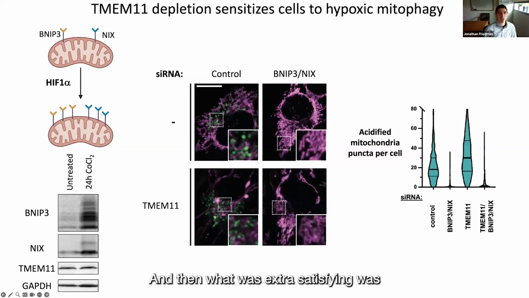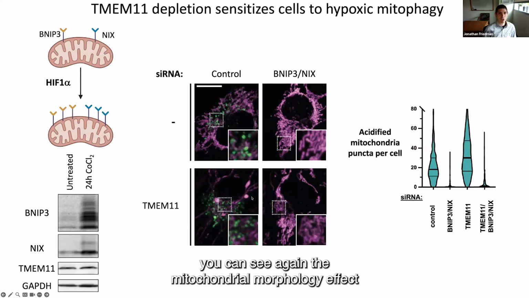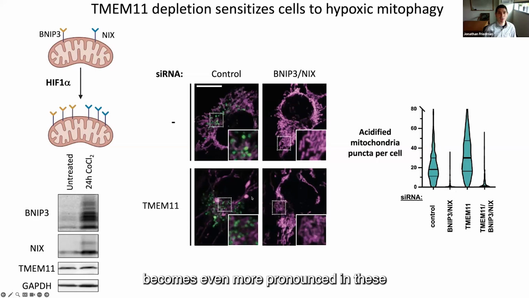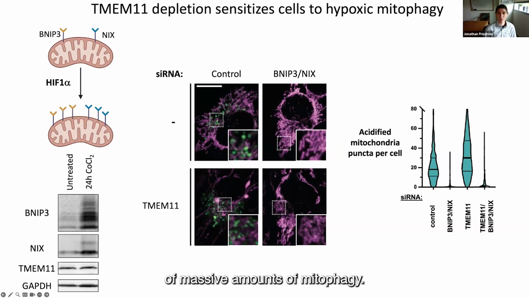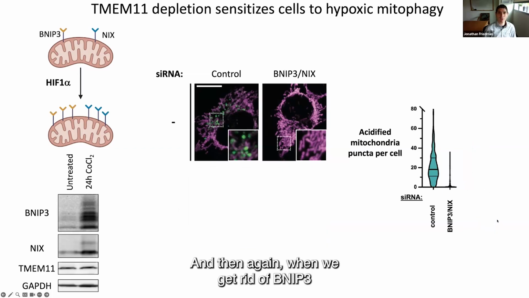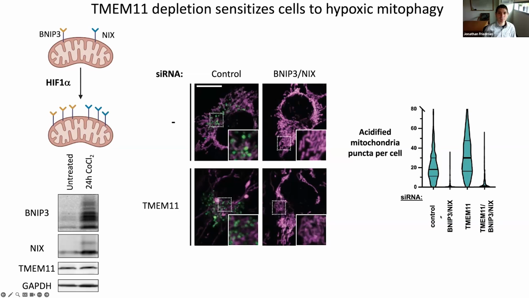And then what was extra satisfying was that if we knock down TMEM11, you can see again the mitochondrial morphology effect becomes even more pronounced in these cobalt chloride treated cells, and then just these cells with massive amounts of mitophagy going on. So an increase from about 20 on average to 30 or even more, but you can see this population here at the top that really expands in terms of massive amounts of mitophagy. And then again, when we get rid of BNIP3 and NIX altogether, we almost completely eliminate the mitophagy that's going on.